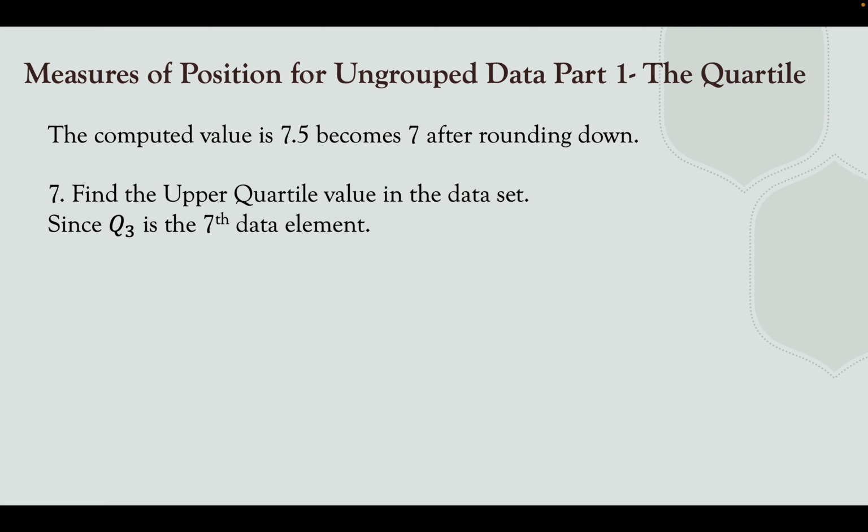And then find the upper quartile value of the data set. Since the upper quartile is the seventh data element, we will count first, second, third, fourth, fifth, sixth, seventh. So, therefore, your upper quartile is 8.